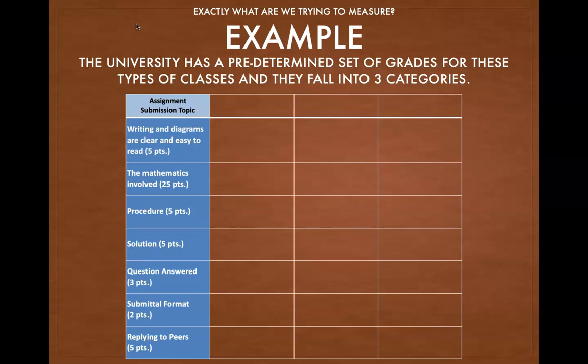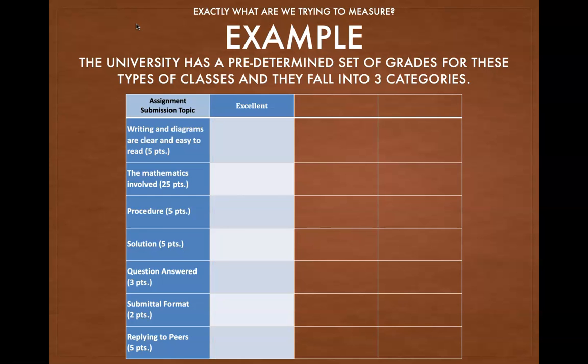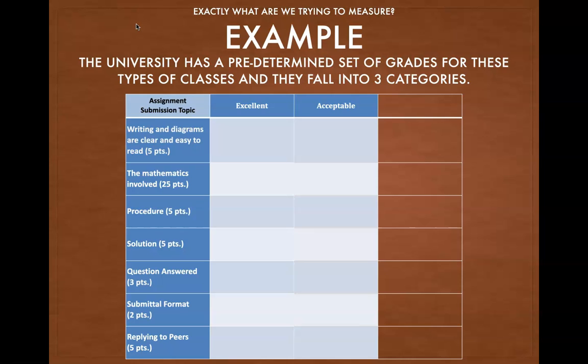Now I want to start building the columns across, the descriptors, the different levels that I'm going to be reviewing and evaluating their work on. And so the very first one that the university has set up is excellent. And so for their scale, that would be A work. The next one is acceptable, because in these classes, actually only A and B work is accepted. There is no C in this class.